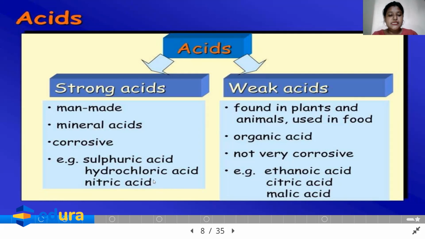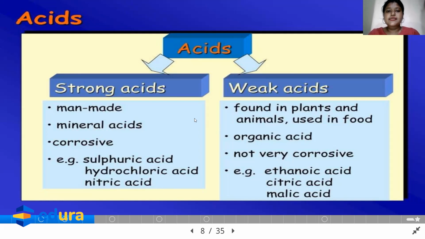An example you can see over here: sulfuric acid, hydrochloric acid, nitric acid. You remember in the last class I told you, even one drop on the palm can make a hole in your entire palm. So never play with these acids.